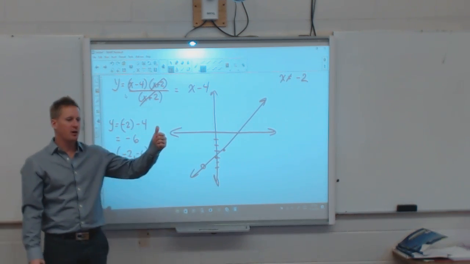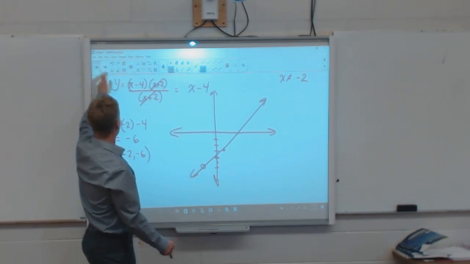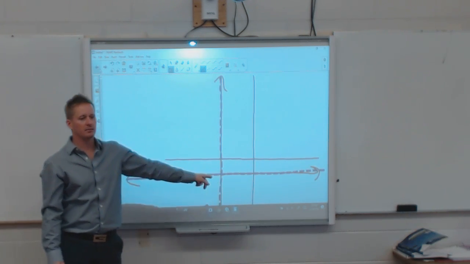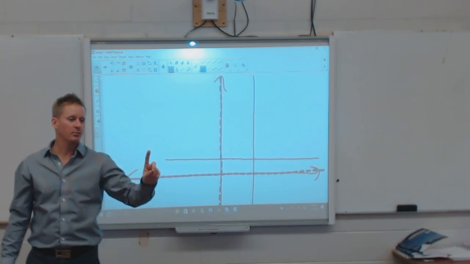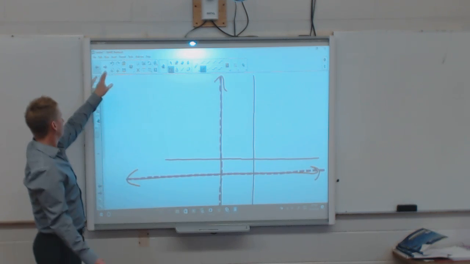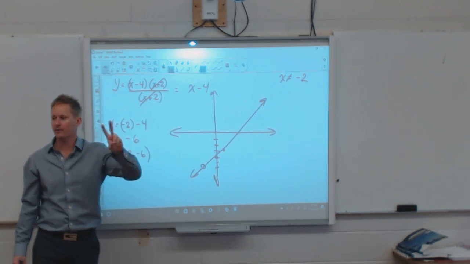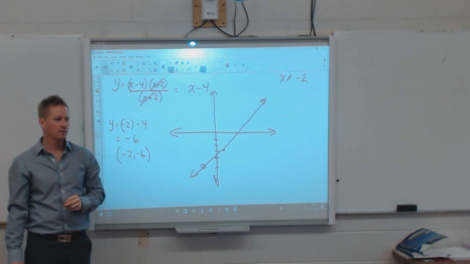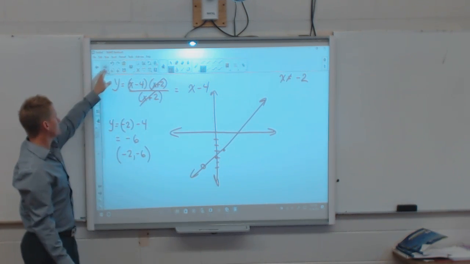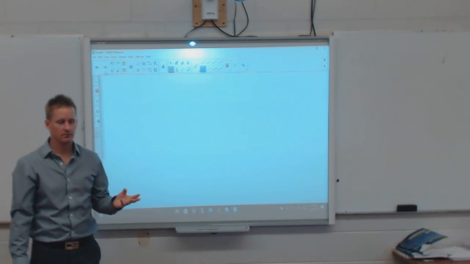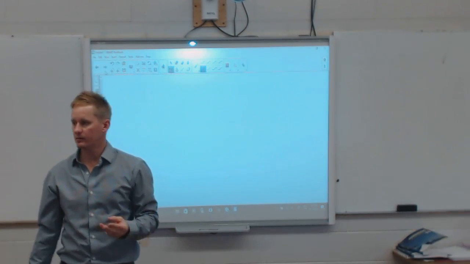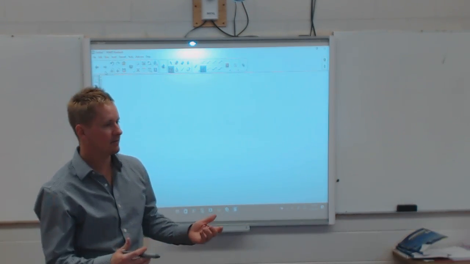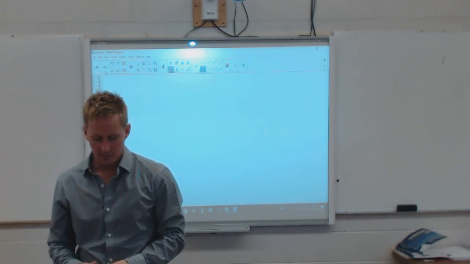Okay? So the first graph I just showed you dealt with just asymptotes. This graph dealt with just a point of discontinuity. So the third one deals with both. So again, same method, both ways to do this.